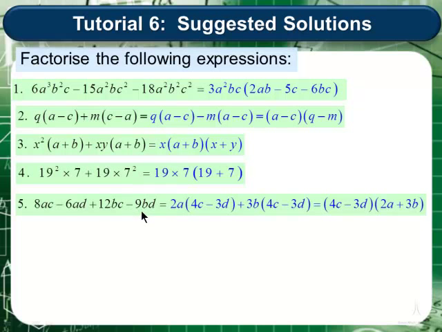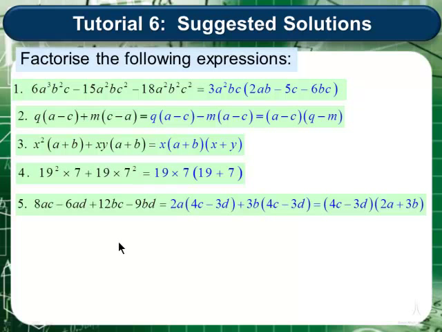So this really means that there is a chance of the grouping factorization being successful in this case, particularly as we can also see that the first 2 terms have a common factor A, and we're left with factors C and D with the 2 terms, and with terms 3 and 4 we have a common factor B, and we're also left with the factors C and D for those 2 terms.